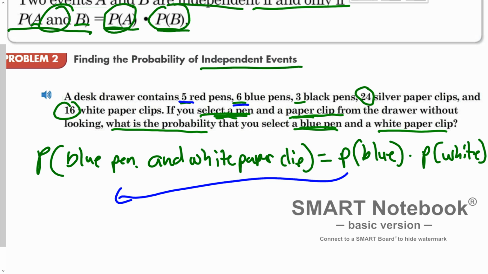So there's 5, 6, so that's 11 plus 3 is 14. So out of 14 total. And how many are what I want? Blue. That would be 6. So 6 out of 14.